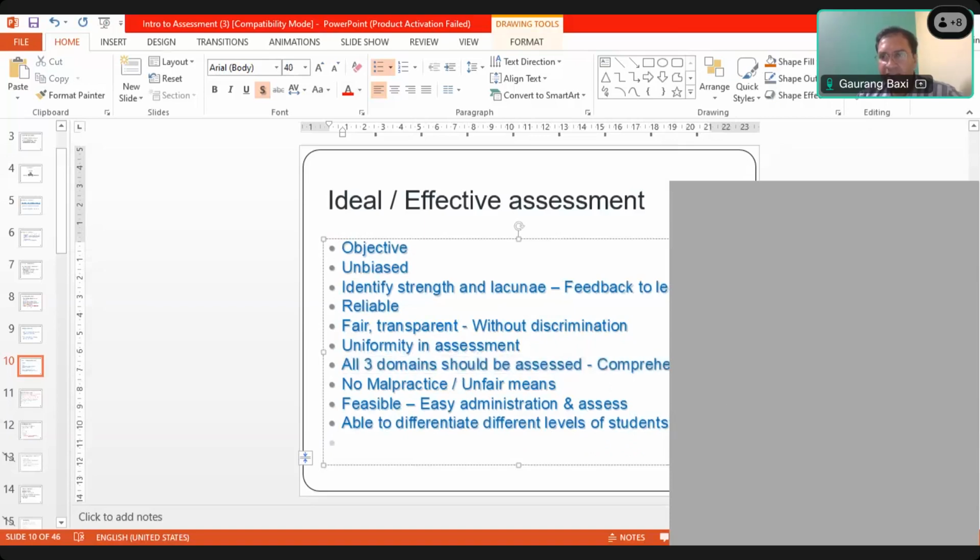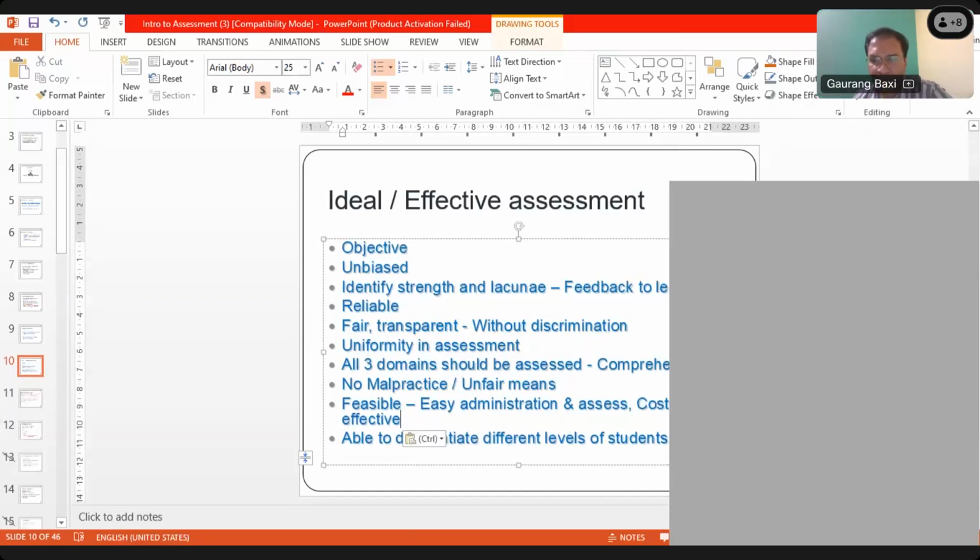What else? Any other characteristics of an ideal assessment? Cost effective, sir. That is again an offshoot of feasibility. Okay. Any other dimension of an ideal assessment?